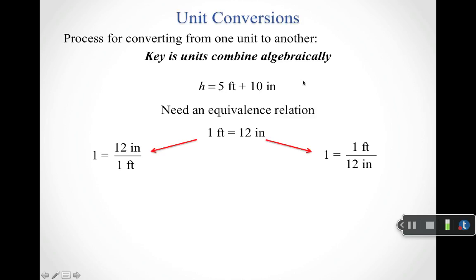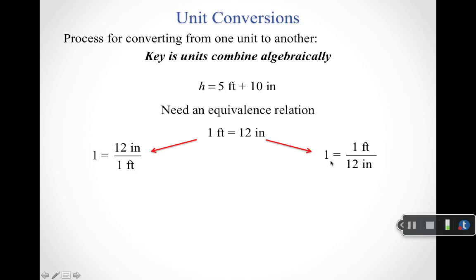Notice that either way, what I'm doing is taking my equivalence relation. What have I done over here? I took 1 foot and divided both sides by 1 foot. So 1 foot divided by 1 foot gives me 1 equals 12 inches divided by 1 foot. That means this is really just a fancy way of saying the number 1. Over here I've divided both sides by 12 inches. So 12 inches divided by 12 inches, again, is just the number 1, and this is 1 foot over 12 inches. This is another way of saying the number 1.